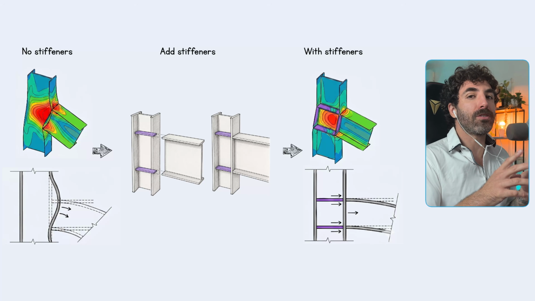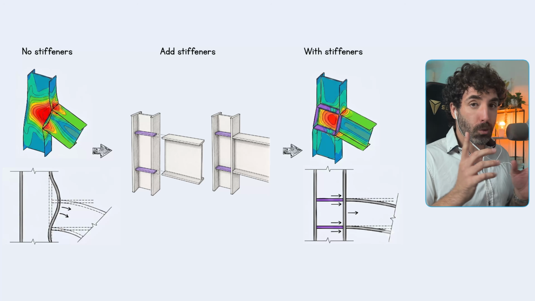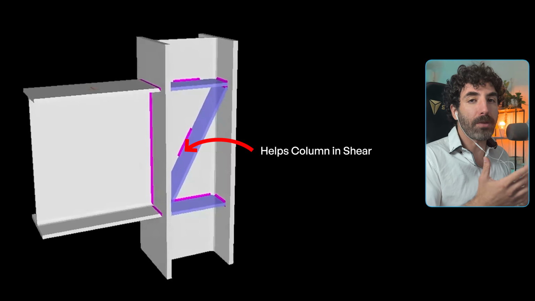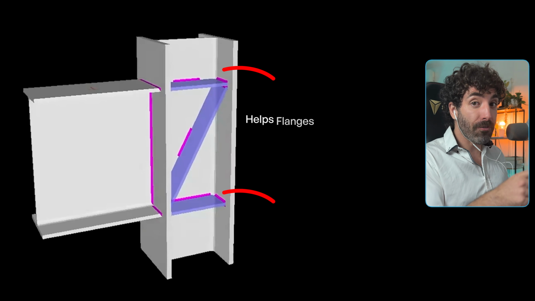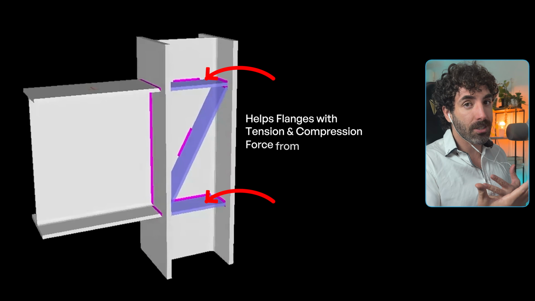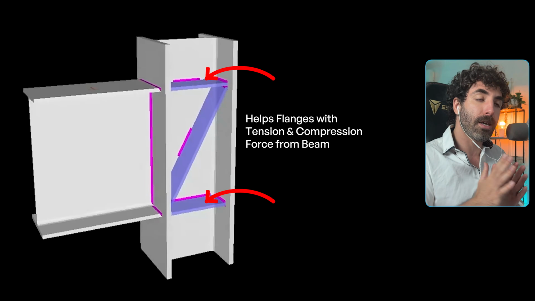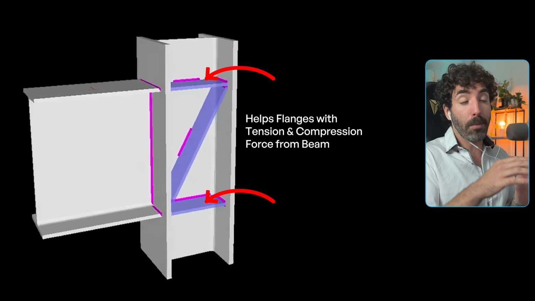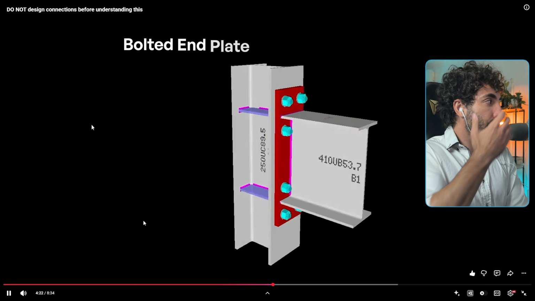To make it easy to understand, I like to think this way. If the stiffener only grabs the web, it's usually trying to help the column in shear. If the stiffener grabs the flanges, like these horizontal ones, it is usually trying to resist the tension and compression forces from the bending moment. This one is a bolted moment end plate.